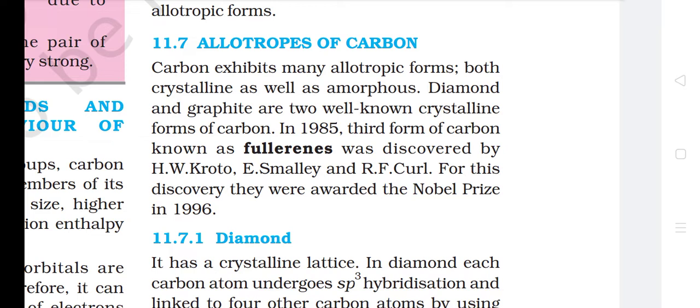In 1985, a third form of carbon known as fullerenes was discovered by H.W. Kroto, R.E. Smalley, and R.F. Curl. For this discovery, they were awarded the Nobel Prize in 1996.